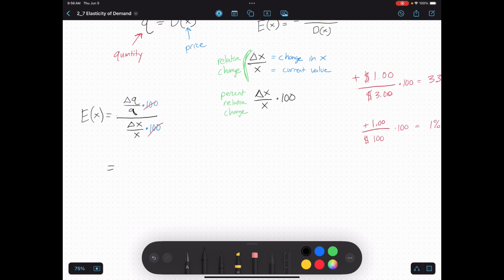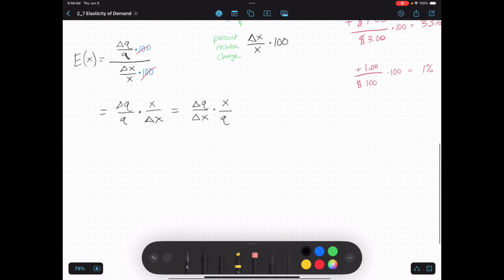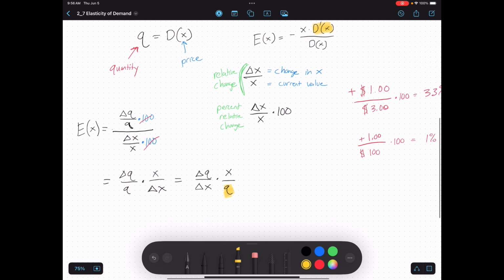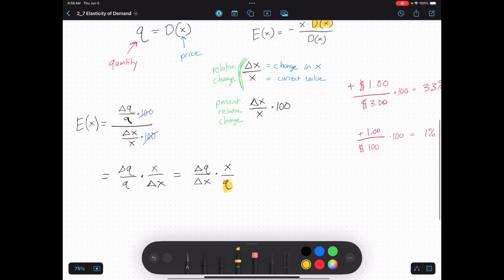If I mess around with this a little bit, I can flip and multiply by the bottom fraction, and I get delta Q over Q times x over delta x. Of course, multiplication is commutative, so I can switch the order around, and I get delta Q over delta x times x over Q. Well, first of all, what's Q? Q is my demand equation. It represents quantity, which is a function of the price. So I can replace that with D of x.